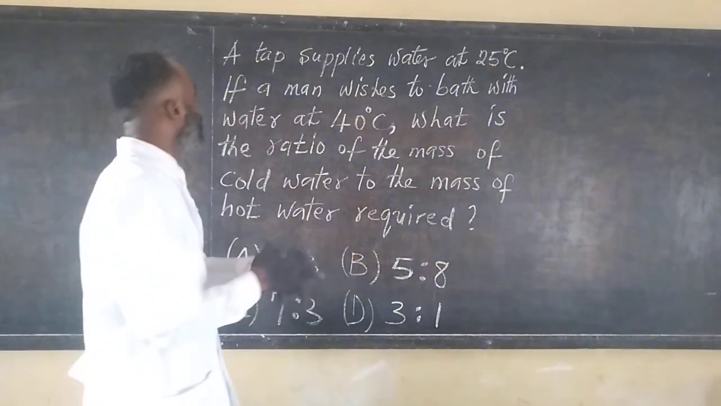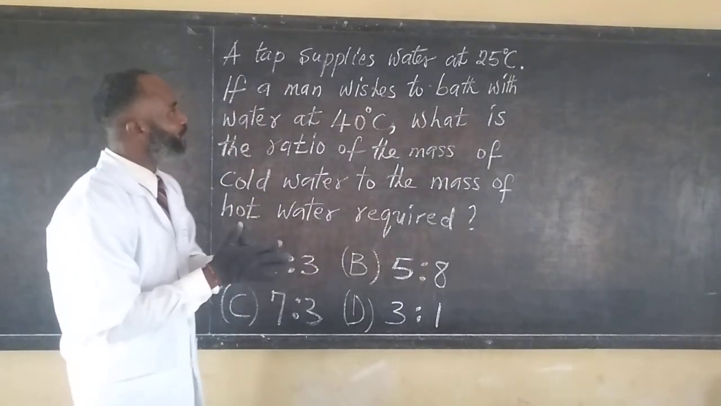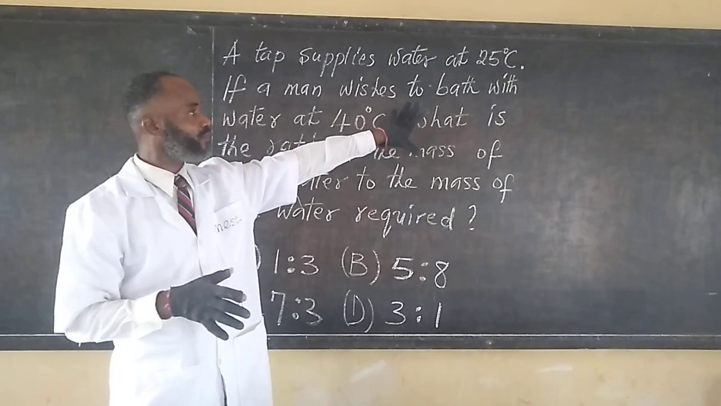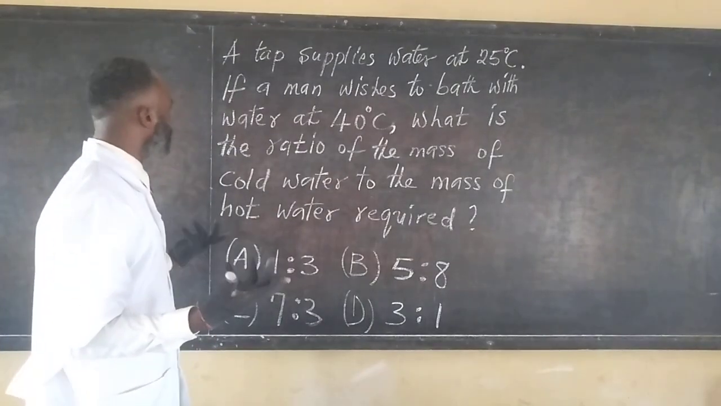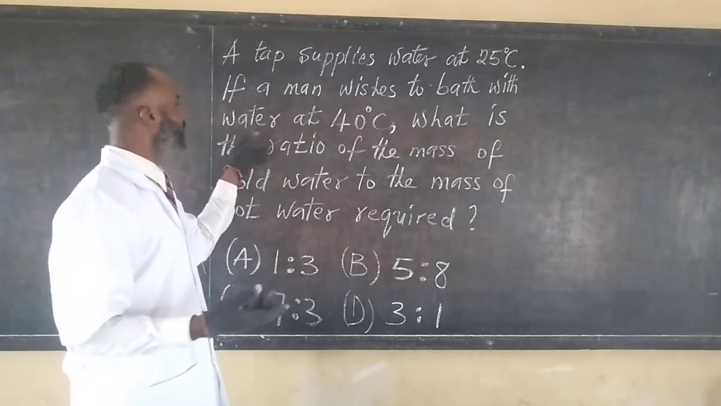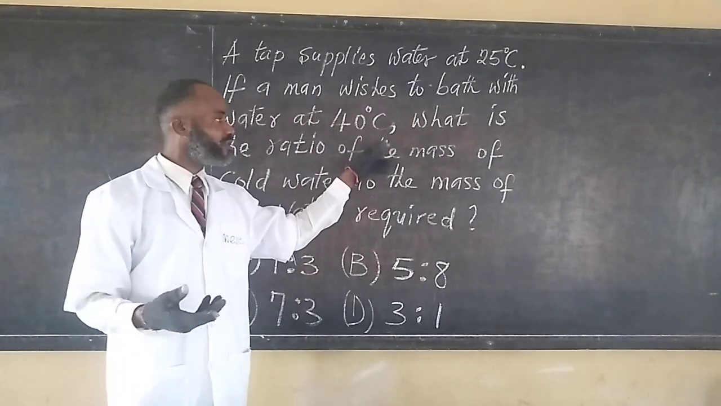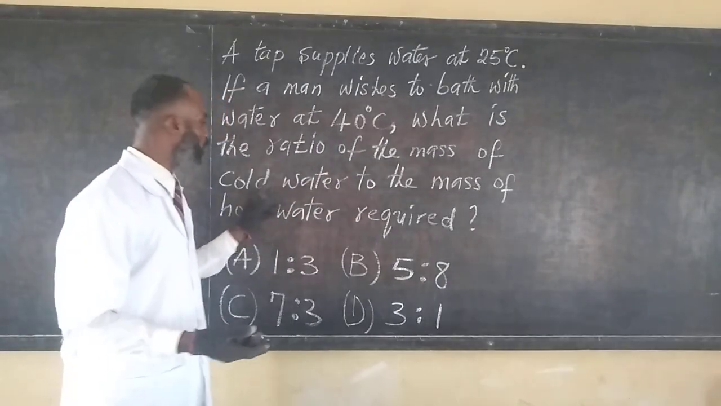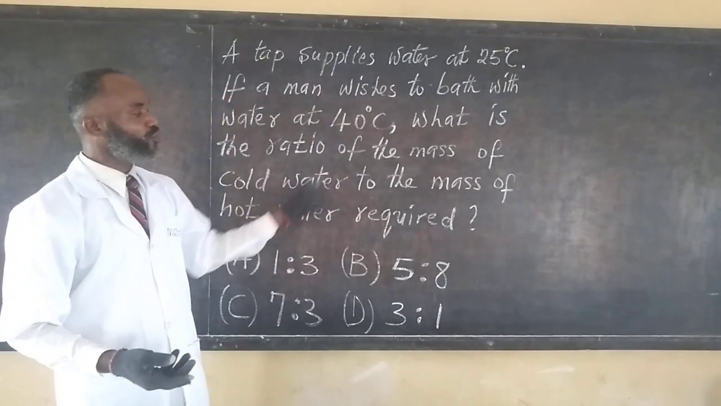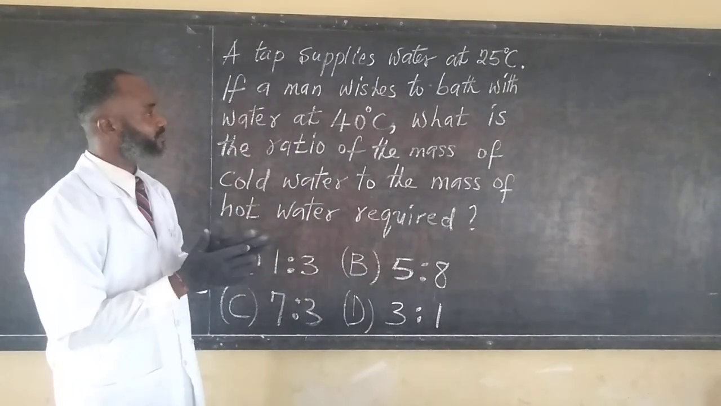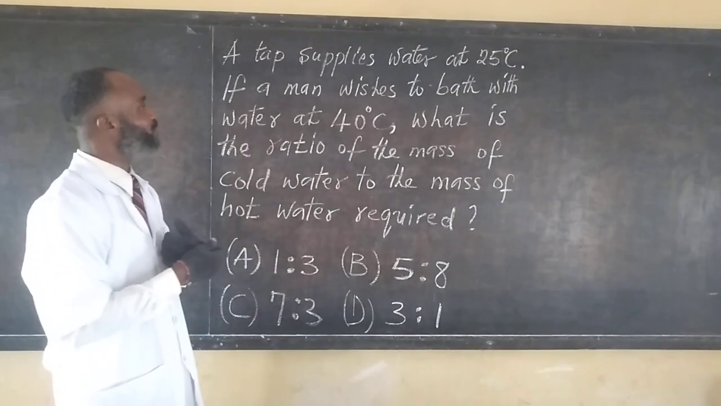So, if a tap supplies water at 25 degrees Celsius, and a man wishes to bathe with water at 40 degrees Celsius, what is the ratio of the mass of the cold water to the mass of hot water required? Let's go through it once more.